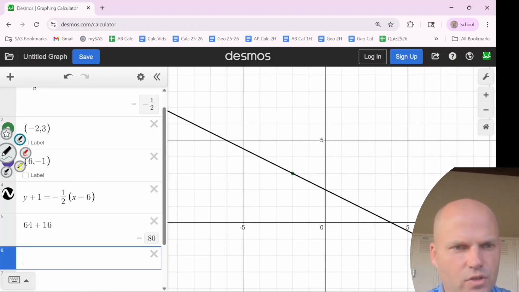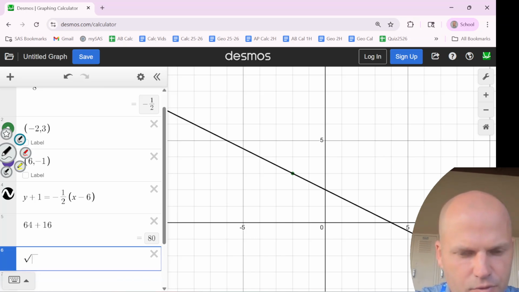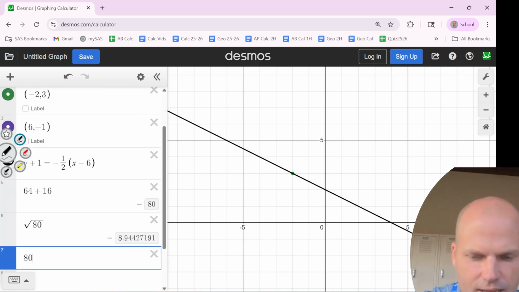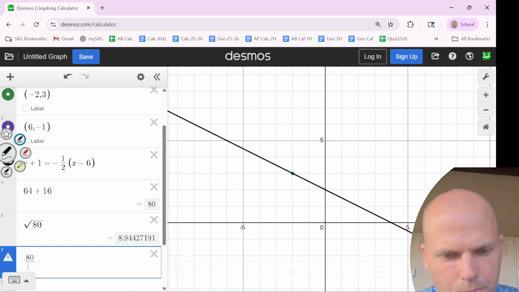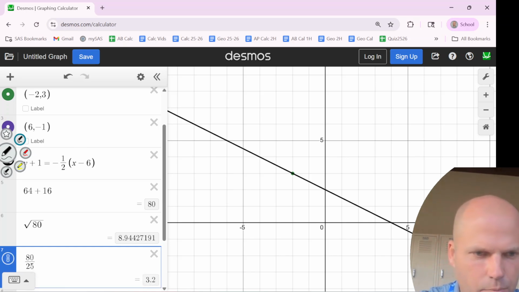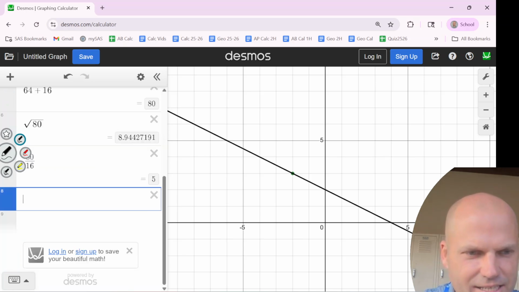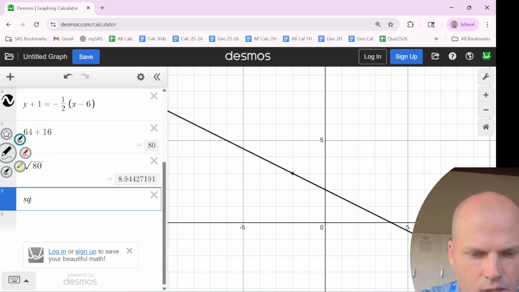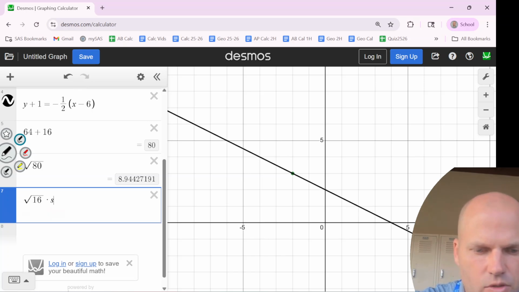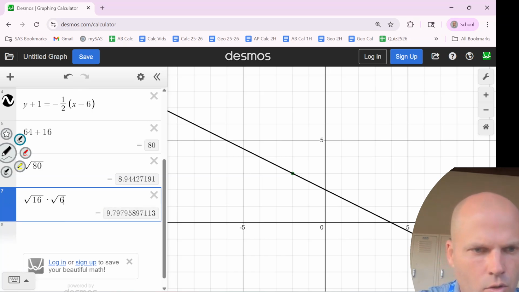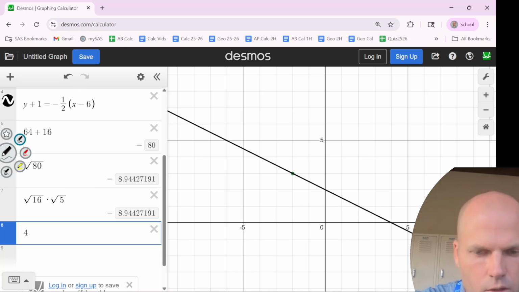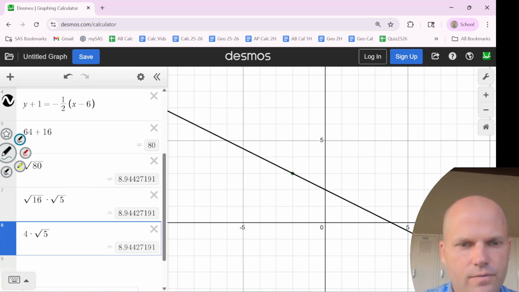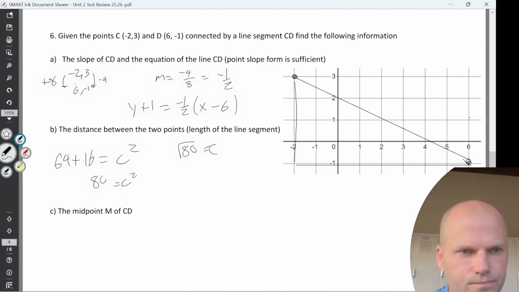I need to figure out what the square root of 80 is simplified. I'm going to take 80 and start dividing it by the biggest perfect squares I can think of that could possibly go in. I find 16 times 5. So square root of 80 is the square root of 16 times the square root of 5, which is 4 times the square root of 5. Cool. So that is the length, 4 root 5.